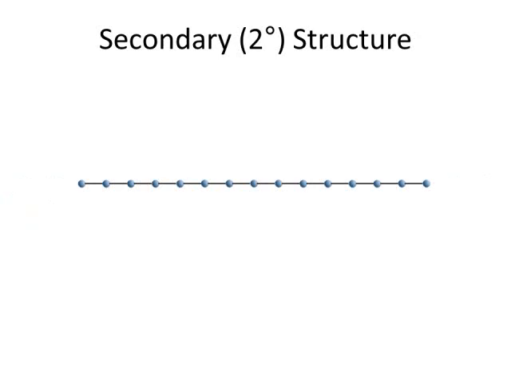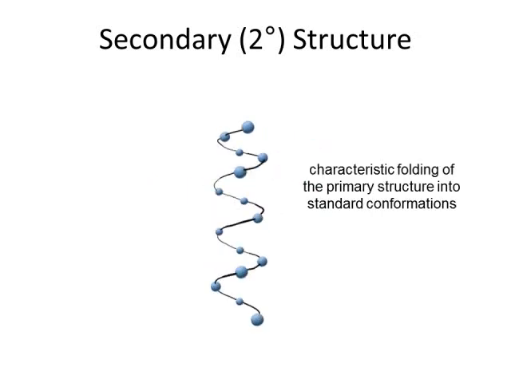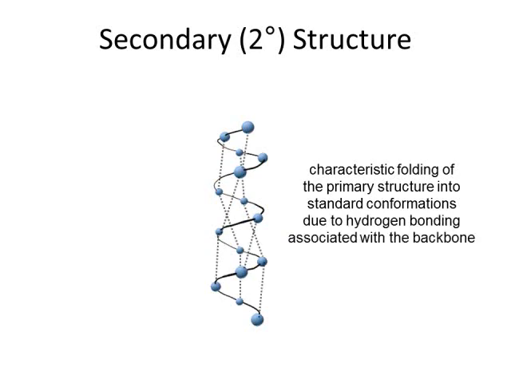We have about 15 amino acids going on here, and as we look into the secondary structure, what you're going to see happen is three-dimensional folding of that primary structure. Characteristic folding of the primary structure into standard conformational shapes is the secondary structure. And what's holding together this characteristic shape is hydrogen bonds associated with the backbone of the protein, the amino carboxyl backbone. We're not yet dealing with the side chains.